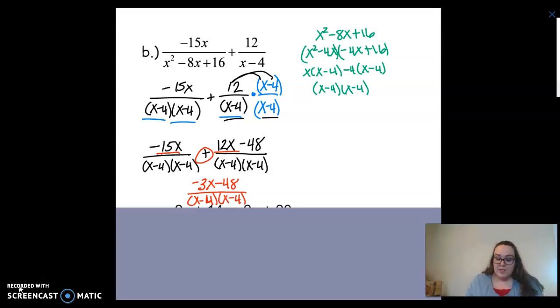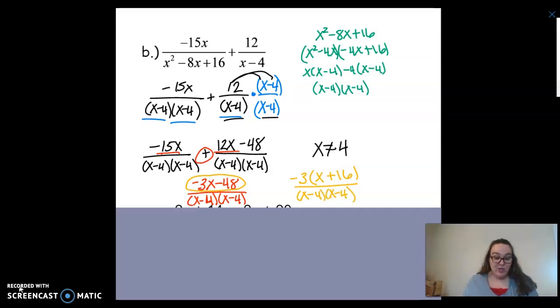I'm going to stop here and ask, what can x not be? I have an x minus 4 and an x minus 4, so x cannot be 4. I'm also going to pause and ask, is there anything I can do to simplify? If I look at this numerator, I actually can factor out a negative 3, so that I have x plus 16 over x minus 4, x minus 4. I've checked it and factored it, but nothing simplifies. This is what I would expect as my answer.